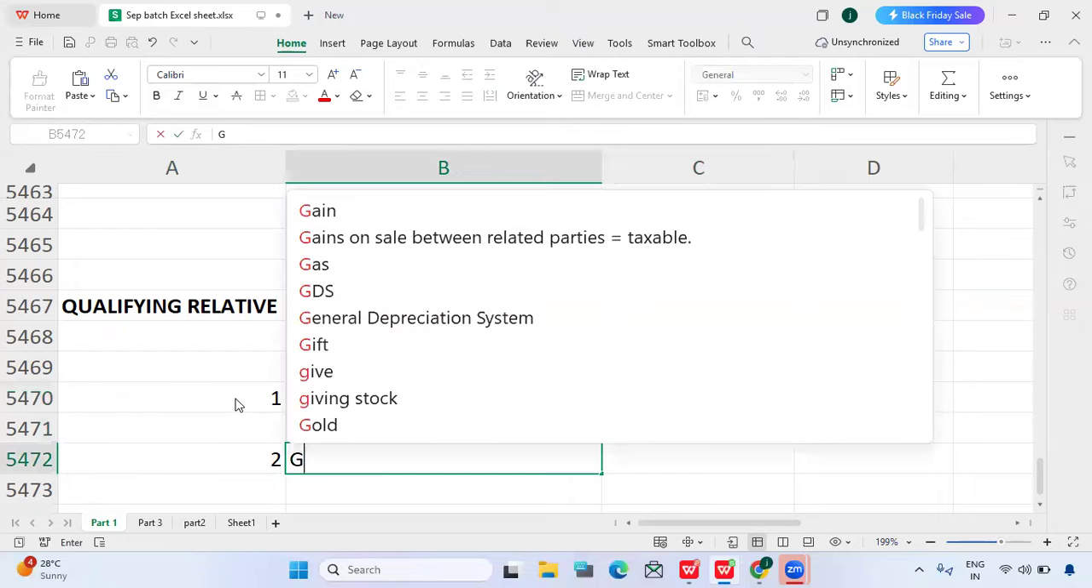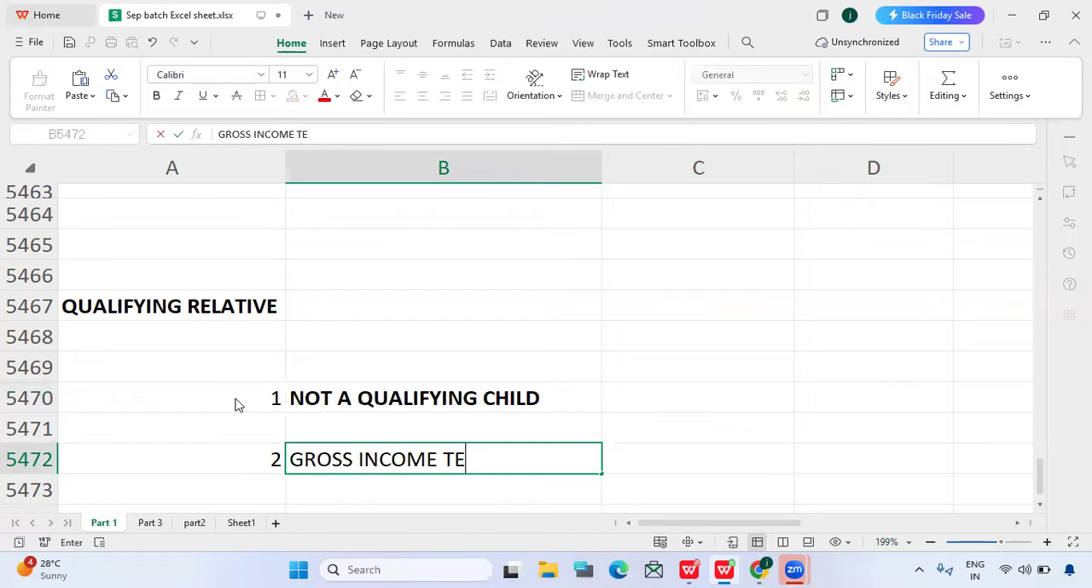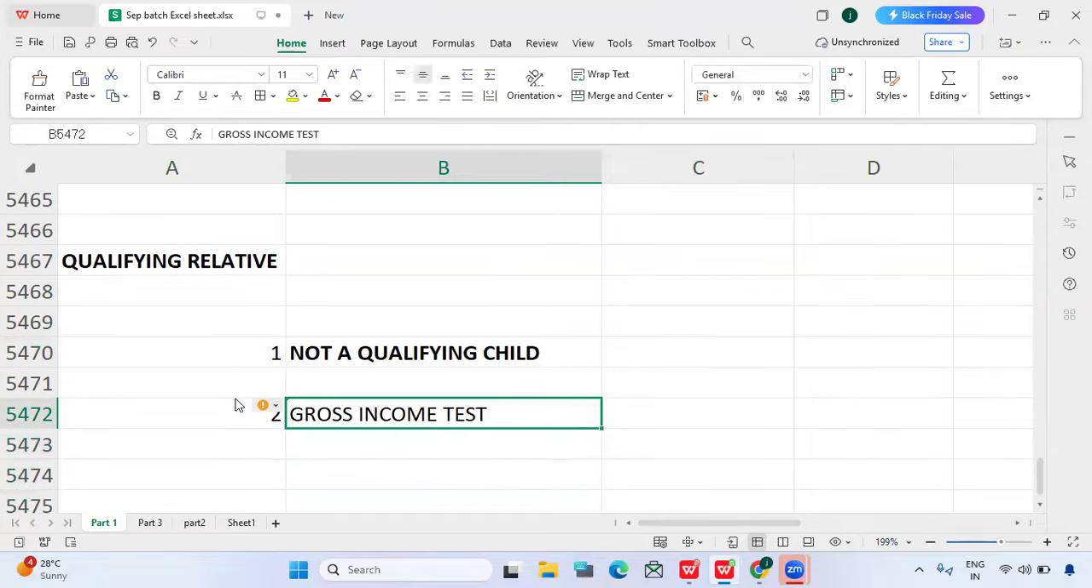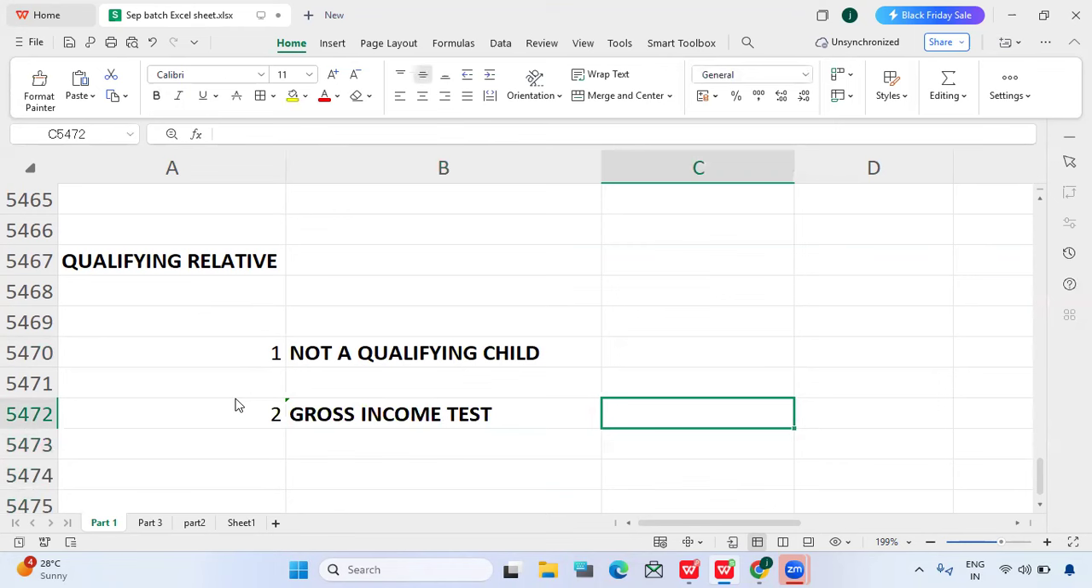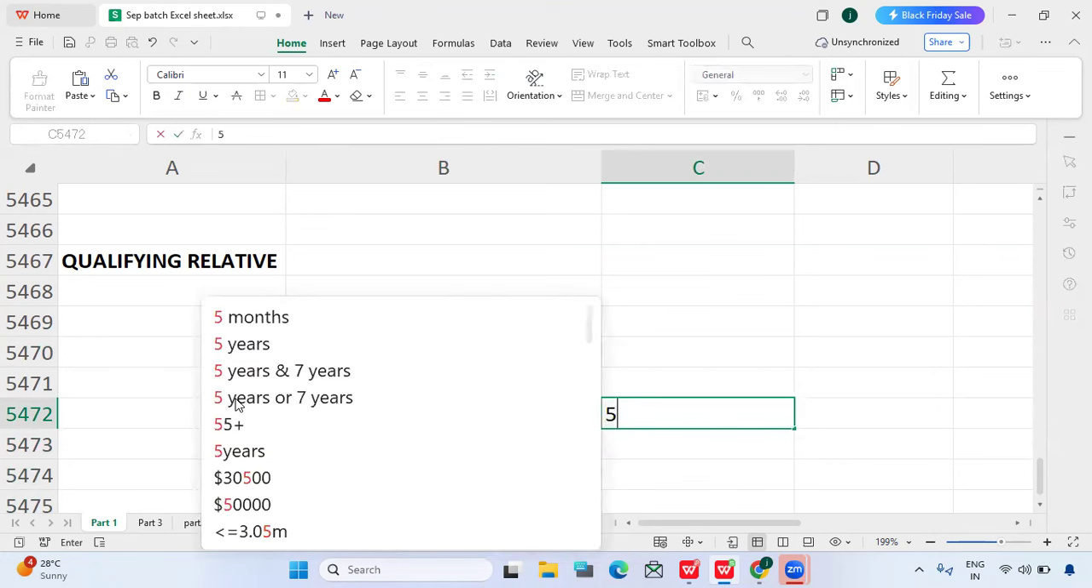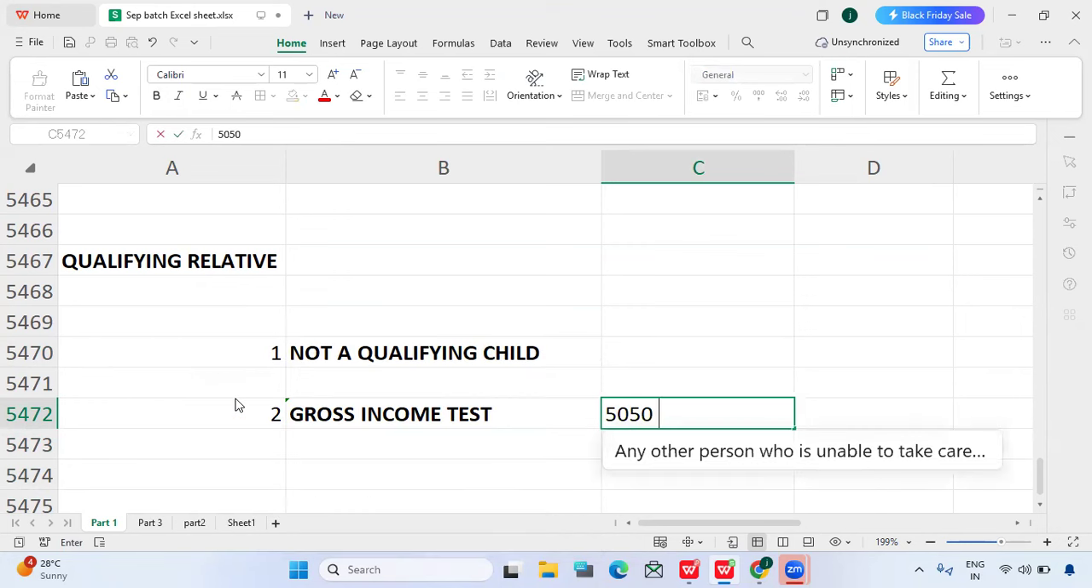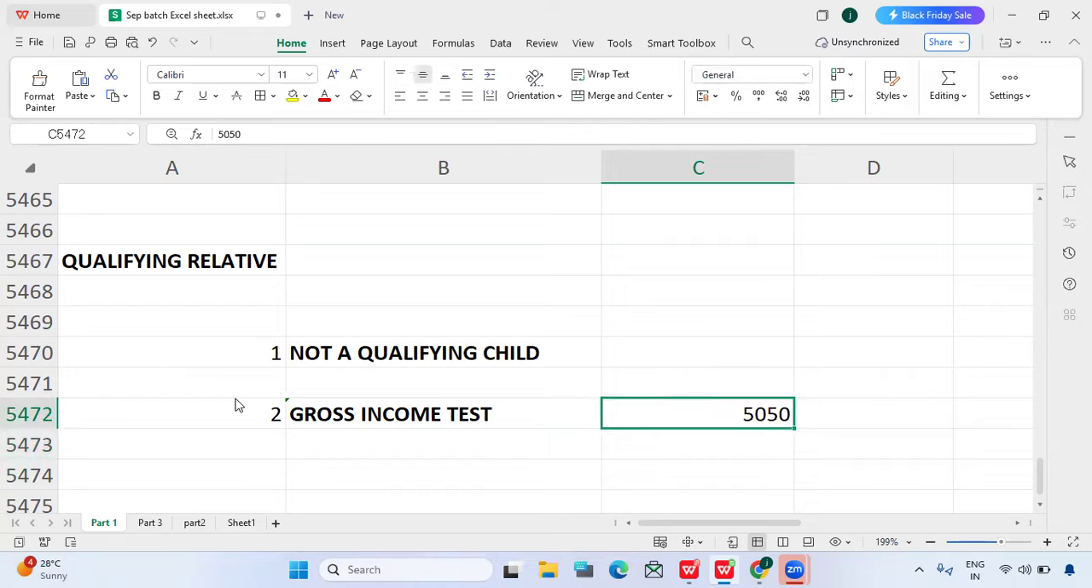And the second one, the gross income test. This income limit will change year on year. So for 2024, the dependent's income, which is gross income, should not be more than 5050. This is for 2024. It must be below the exemption limit to consider a person as a qualifying relative. So make sure to check his income. The income should be less than 5050, and only then is he a qualifying relative.